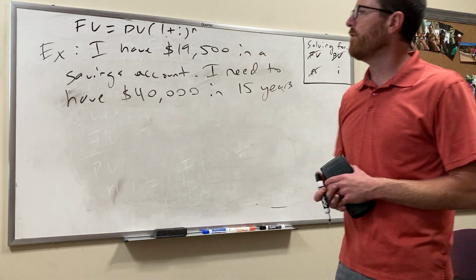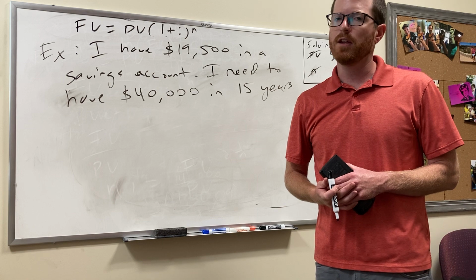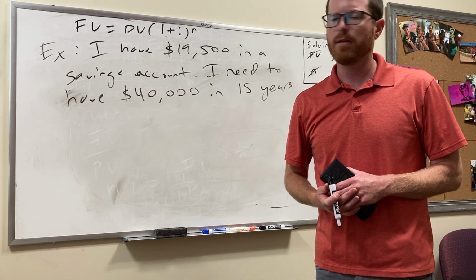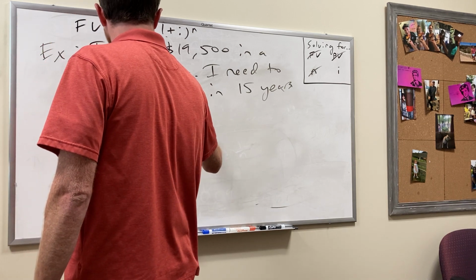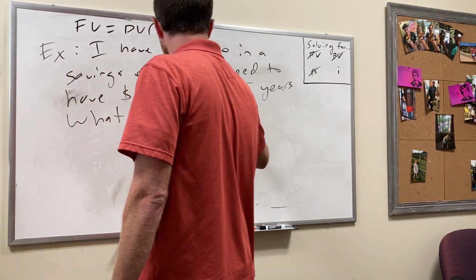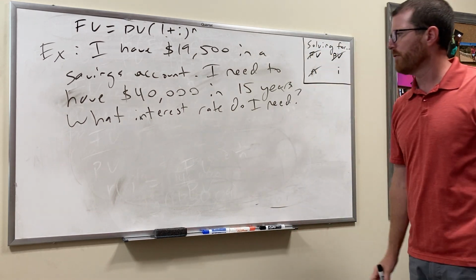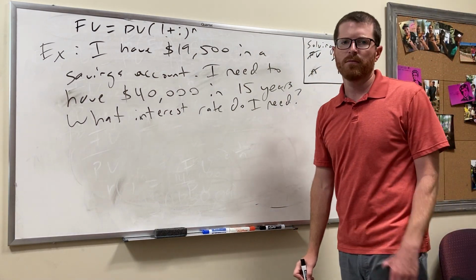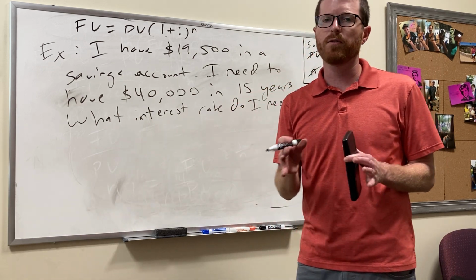I've got $19.5 thousand set aside in my savings account. I need to see if the interest rate is adequate. Okay? So what interest rate do I need to earn to accomplish this goal? Right? Solving for the interest rate. Maybe the least useful of all of these calculations, but still useful, still practical.